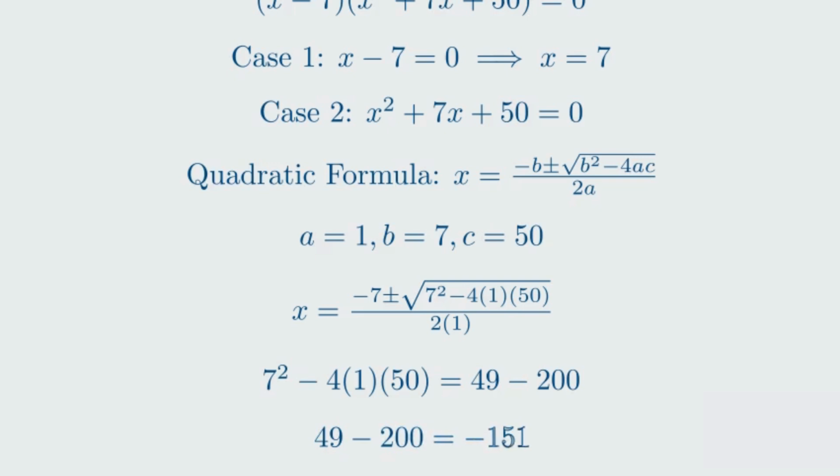The discriminant is negative. A negative discriminant tells us that the quadratic equation has no real number solutions. It has two complex conjugate solutions. For this video, we'll focus on real solutions. This confirms that x equals 7 is the only real number solution to our original equation. We have successfully found the complete set of real solutions, achieving our second objective.